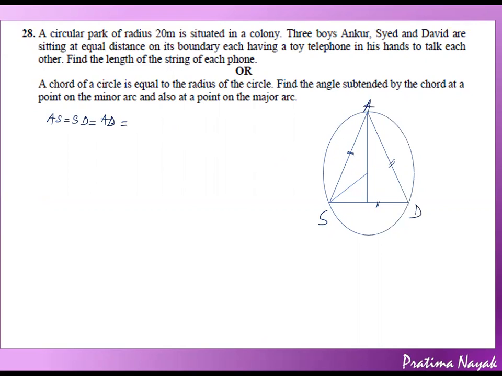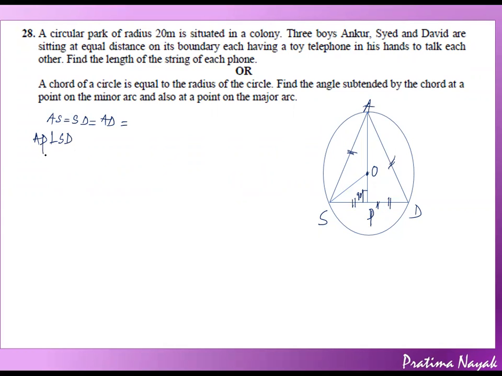Okay, for solving this question, we need some critical thinking. What is it? I'll drop a perpendicular first. AP is the perpendicular. Without this perpendicular, I cannot solve the problem. AP is perpendicular to SD. It is an equilateral triangle, so all the sides are equal. When a perpendicular is drawn, it bisects the base. That means SP is equal to PD.